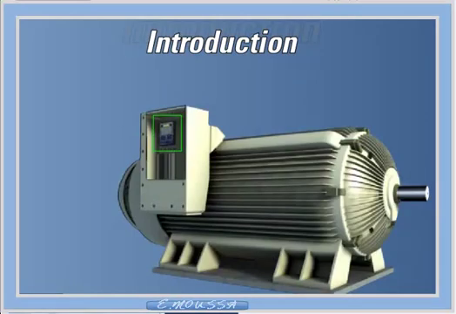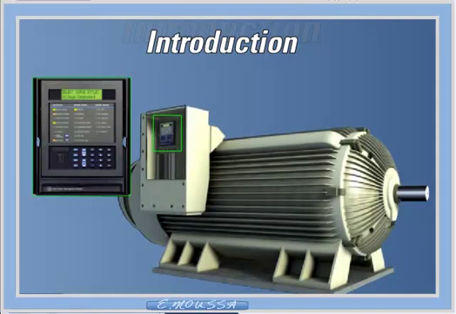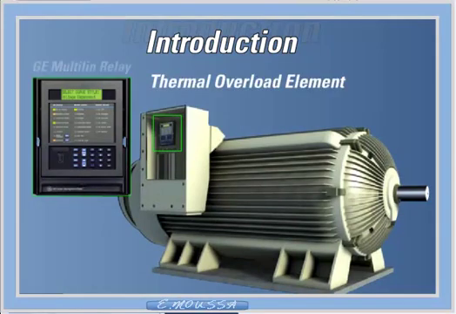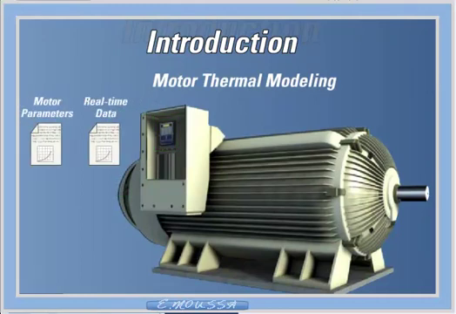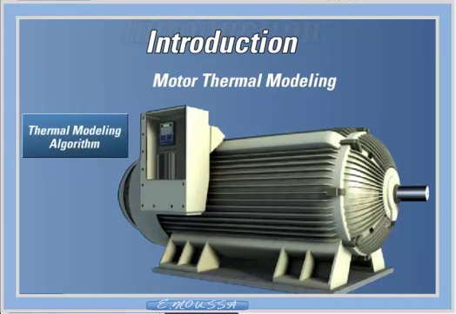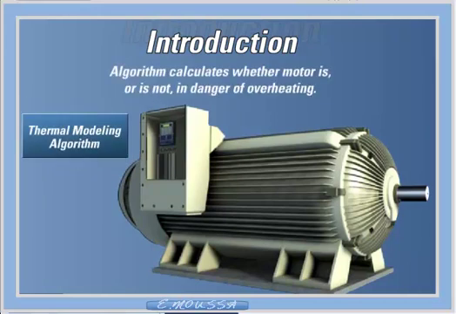Motor thermal modeling. The primary motor protective element within a motor protective relay is the thermal overload element, and within GE Multilin relays, this is accomplished through motor thermal modeling. The thermal model uses motor parameters supplied by the manufacturer in addition to real-time data such as motor current as inputs to a thermal modeling algorithm. The algorithm then calculates whether the motor is or is not in danger of being overheated.